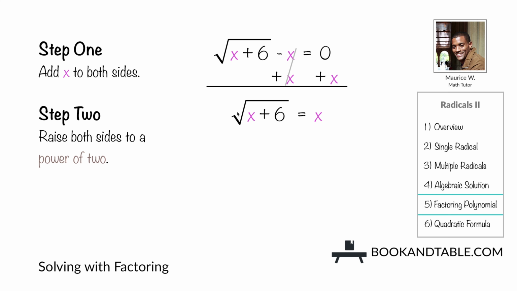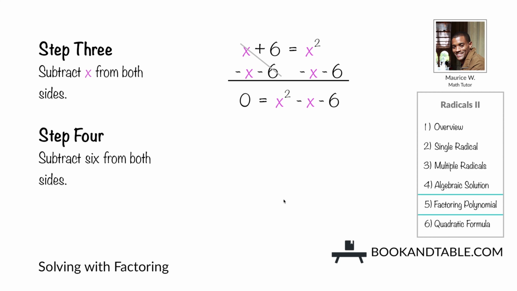Since the index here is 2, step 2 is you want to raise both sides of the equation to a power of 2, leaving you with x plus 6 on the left side and x squared on the right side. Since x appears more than once, we want to move these terms to the same side. So we subtract x and subtract 6 from both sides. So step 3, subtract x from both sides. And step 4, subtract 6 from both sides.